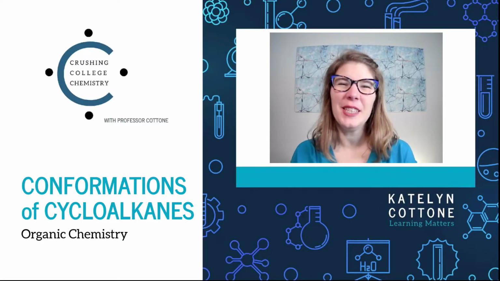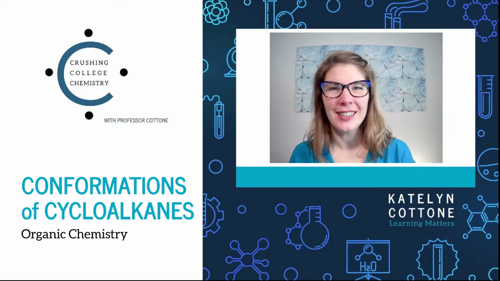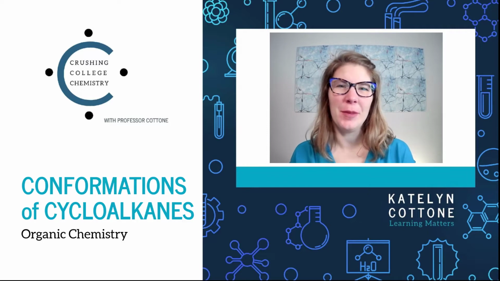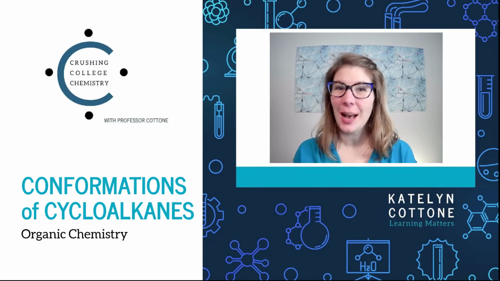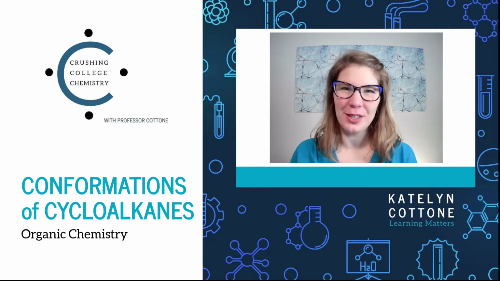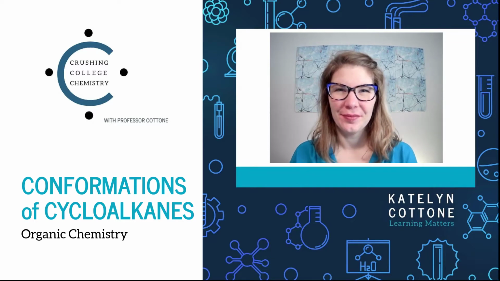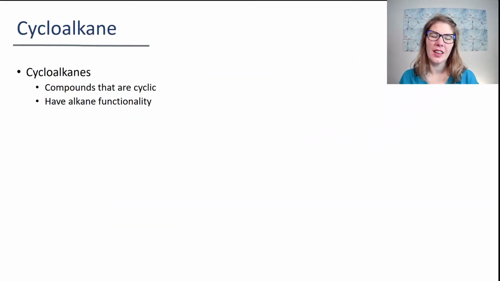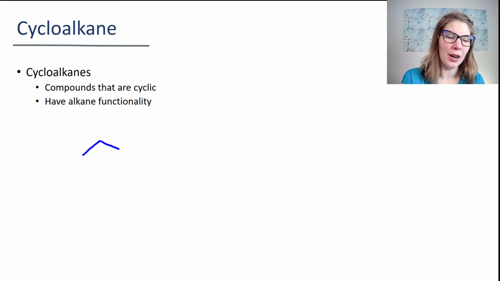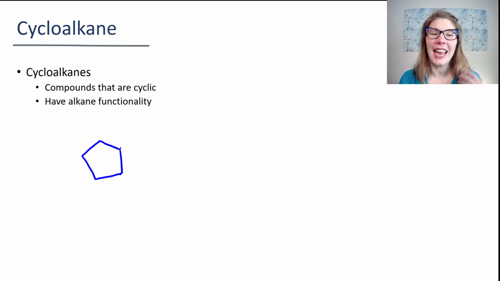Welcome back, students. In this video, we're going to look at cycloalkanes and some of the most common conformations of the most commonly looked at cycloalkane, which is cyclohexane. Cycloalkanes are just alkanes that are cyclic. Cycloalkanes are going to have a certain number of carbons in them, and they have a ring structure.